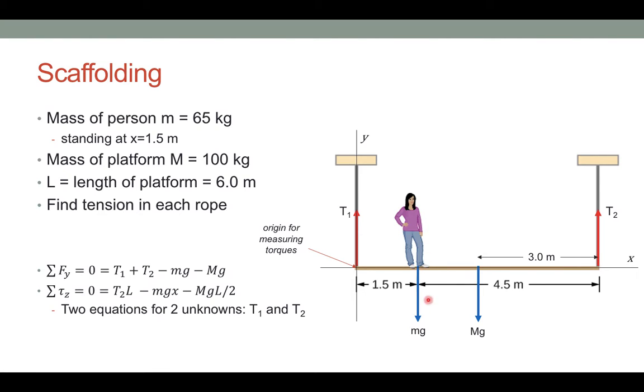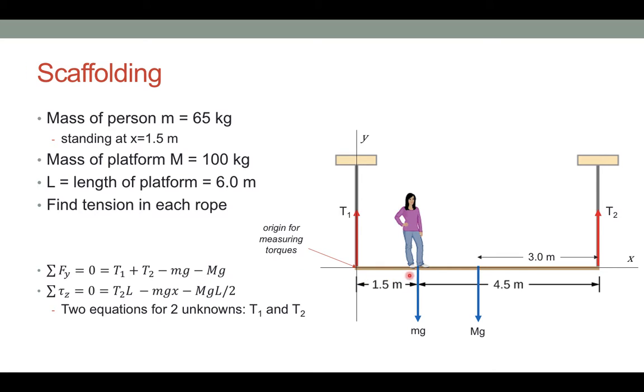So all of the forces in the vertical direction have to add up to 0, so the two tensions up and the two weights down must add up to 0. There are no horizontal forces to worry about. We're going to take this end right here to be our axis of rotation to calculate the torques, which have to add up to 0. The tension on the opposite end is exerting a counterclockwise torque, so that is positive. The weight of the woman is exerting a clockwise torque, so that is negative, and the weight of the platform is also exerting a clockwise torque, so that will also be negative.